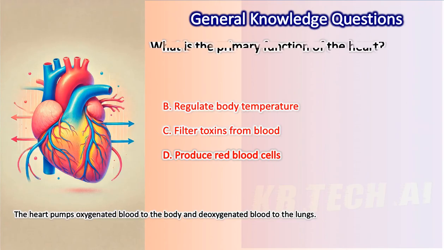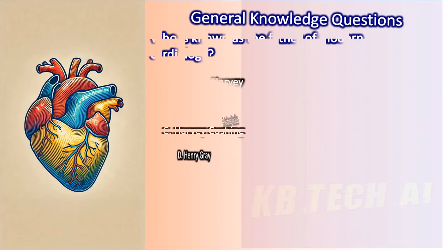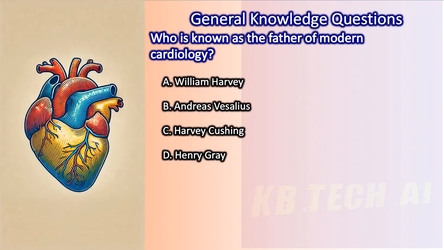The answer is Option 1. Pump blood throughout the body. Who is known as the father of modern cardiology? Option 1. William Harvey. Option 2. Andreas Vesalius. Option 3. Harvey Cushing. Option 4. Henry Gray.